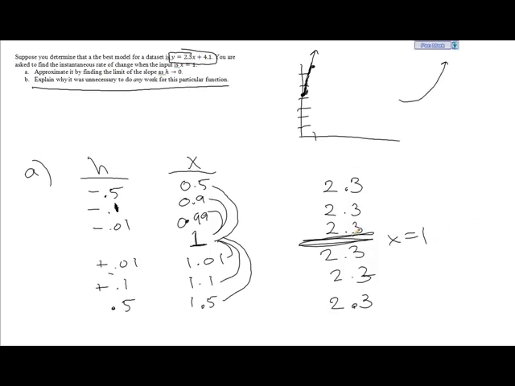So what do you conclude happens at x equals 1? Well, obviously, since these aren't changing, your rate of change is fixed, and rate of change must equal 2.3. So explain why it was unnecessary to do any work for this particular function, because we recognize this as a linear equation in slope-intercept form, and we can just look at it and see what our slope is.